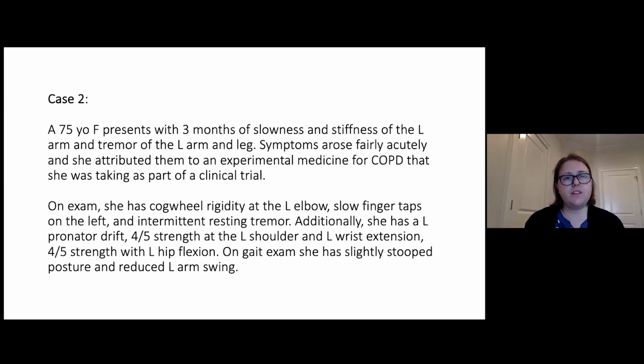This is a 75-year-old female who presents with 3 months of slowness and stiffness of the left arm and tremor of the left arm and leg. Her symptoms arose fairly acutely, and she actually attributed them to an experimental medicine for COPD that she was taking as part of a clinical trial. On exam, she had cogwheel rigidity at the left elbow, slow finger taps, and an intermittent resting tremor. She also had a left pronator drift, 4 out of 5 strength at the left shoulder and left wrist extension, 4 out of 5 strength with left hip flexion. And on gait exam, she had a stooped posture and reduced left arm swing.